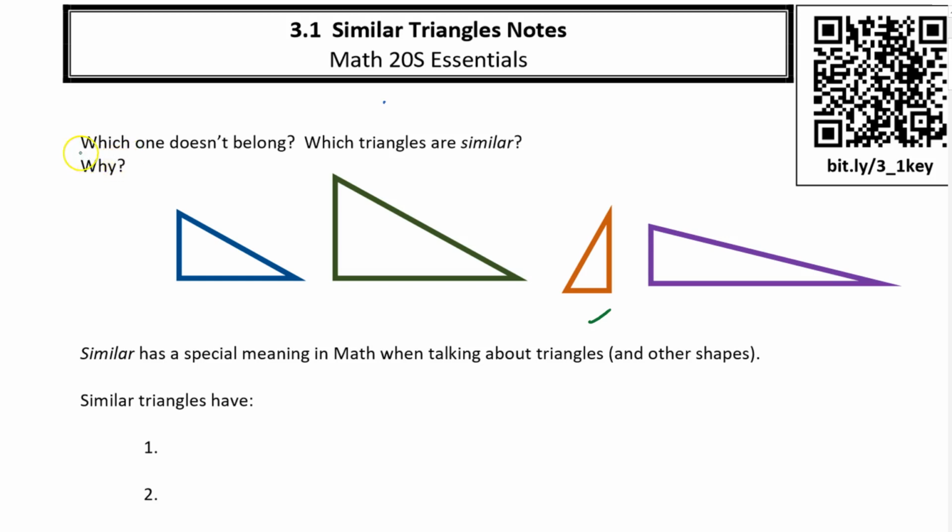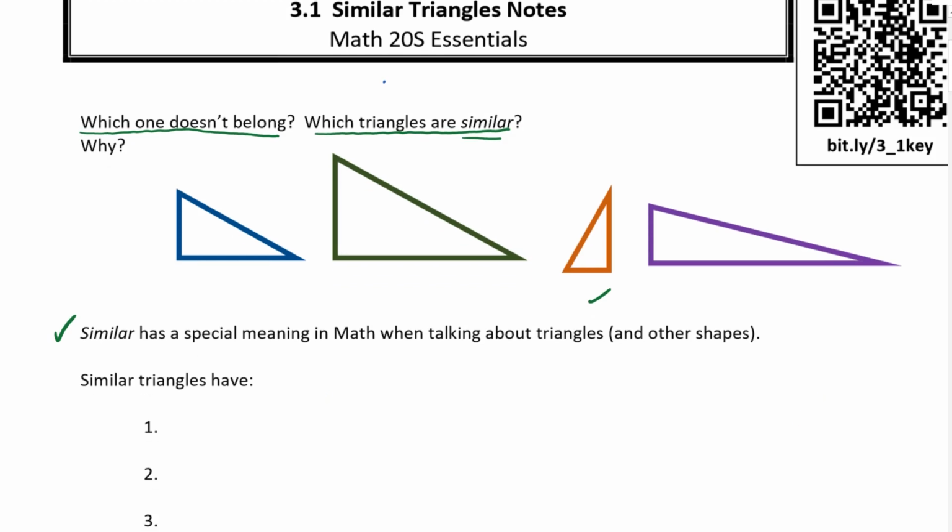So which one doesn't belong might depend upon your point of view. But if I ask a different question, which triangles are similar, there's only one right answer. And by similar, I mean the special meaning that we have in math. When we talk about similar triangles, we mean not just what's different about them, but do they have the same shape? So that's the first thing I'm going to write over here: similar triangles have the same shape.